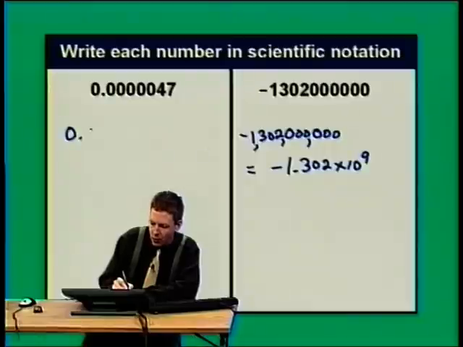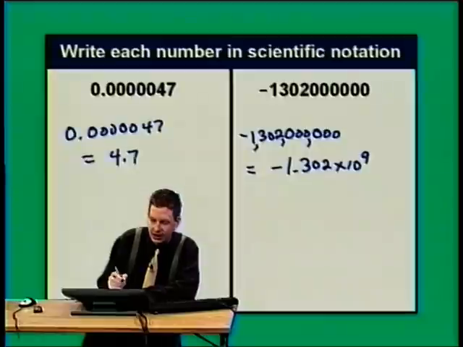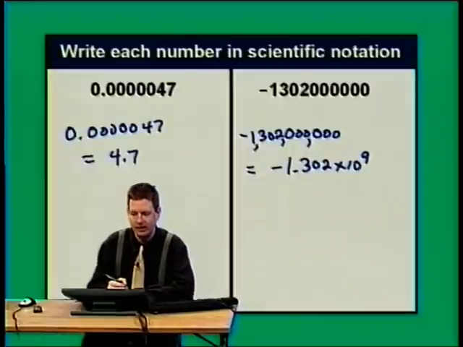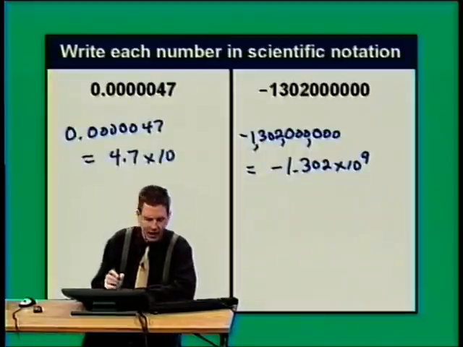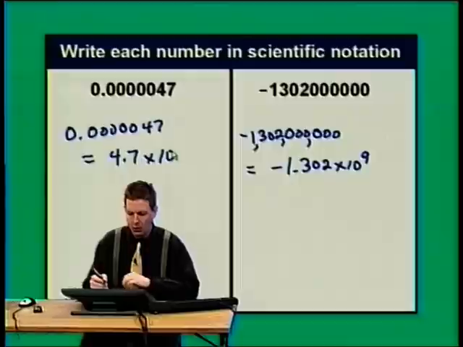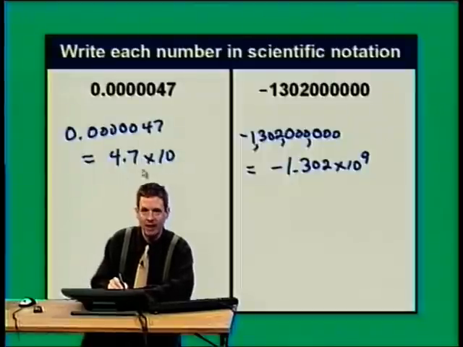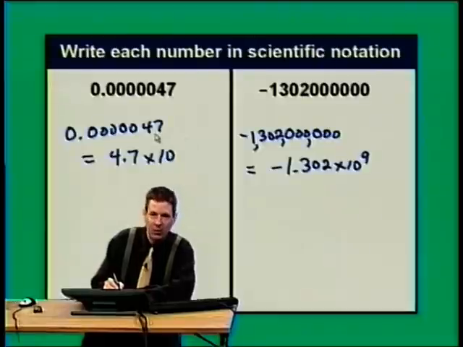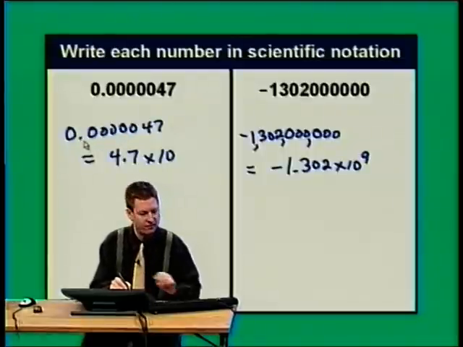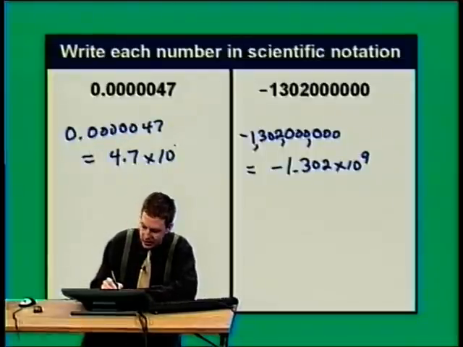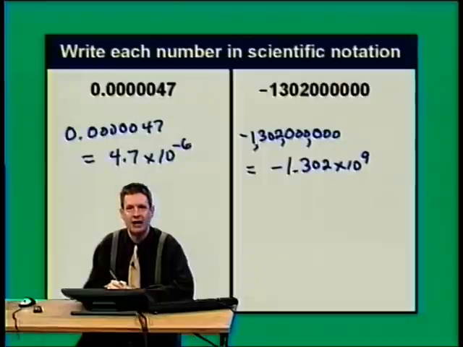How about 0.000004 7? Well, in scientific notation, this is going to start as 4.7 times 10 to some power. Right now, in what I've written as my final answer, the decimal point is here. I need the decimal point to be 1, 2, 3, 4, 5, 6 places farther to the left, so this is going to be 10 to the negative 6.